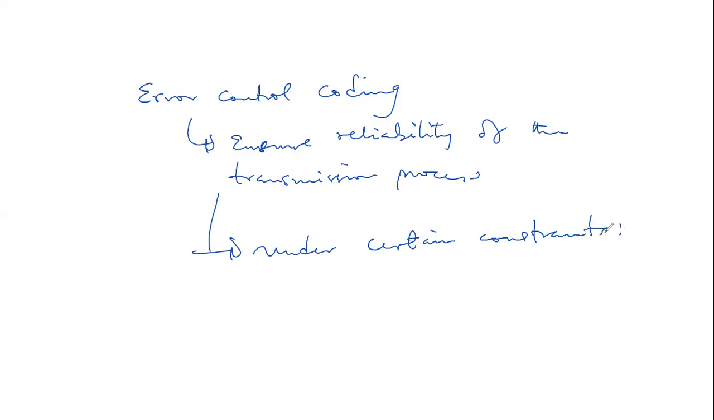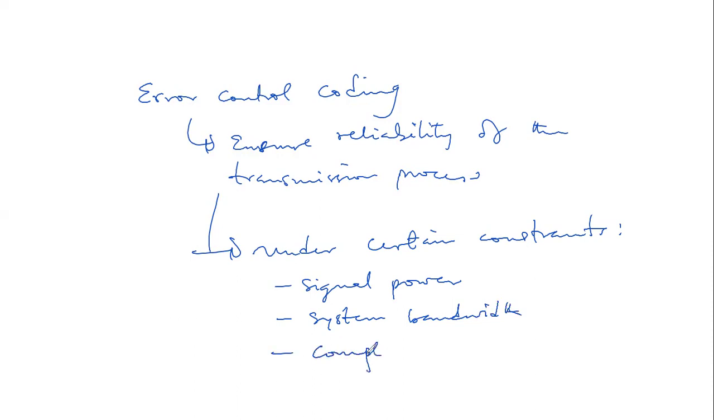And what are those constraints? The first is signal power. Another constraint is system bandwidth. Another constraint is the complexity of the circuit. So these are the constraints.